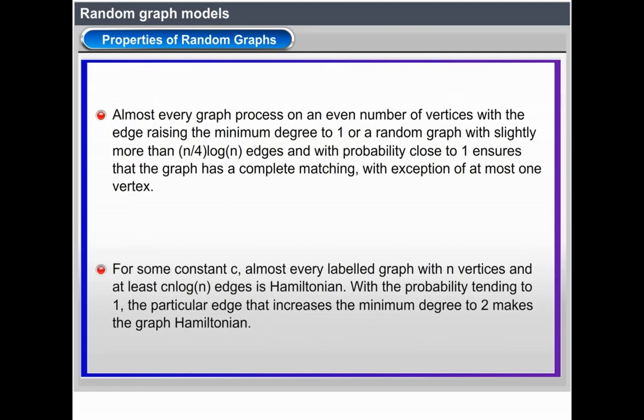For some constant c, almost every labeled graph with n vertices and at least cn log n edges is Hamiltonian with the probability tending to 1. The particular edge that increases the minimum degree to 2 makes the graph Hamiltonian.